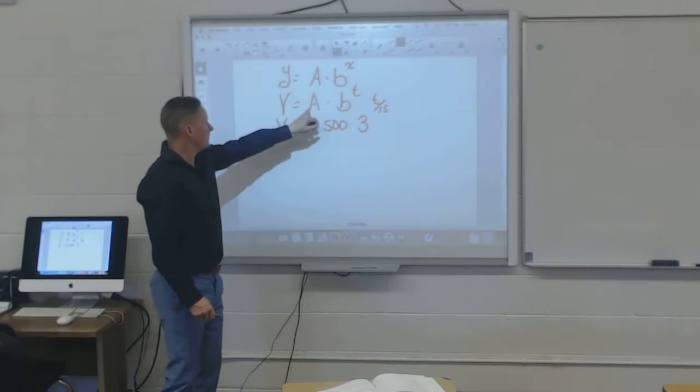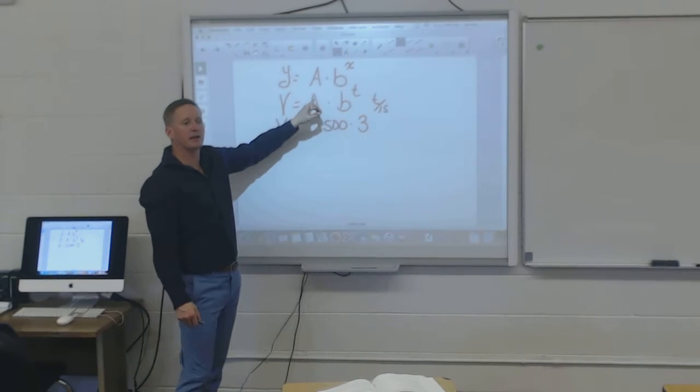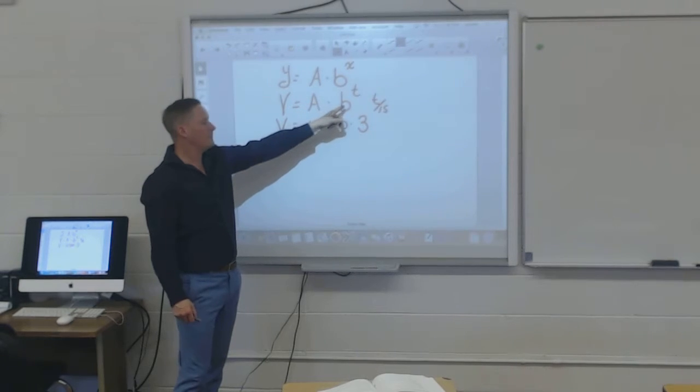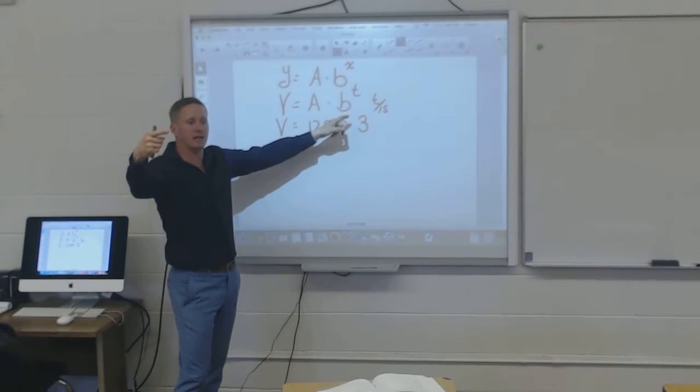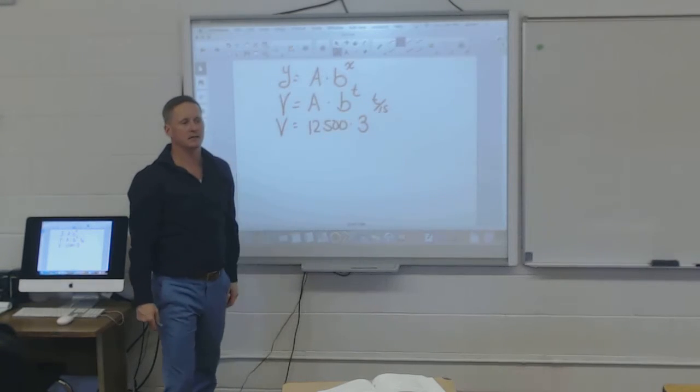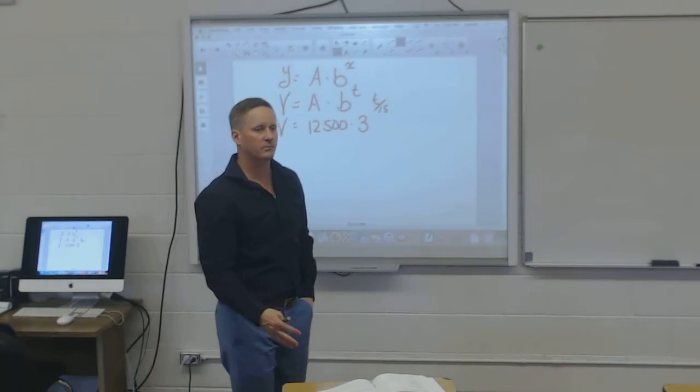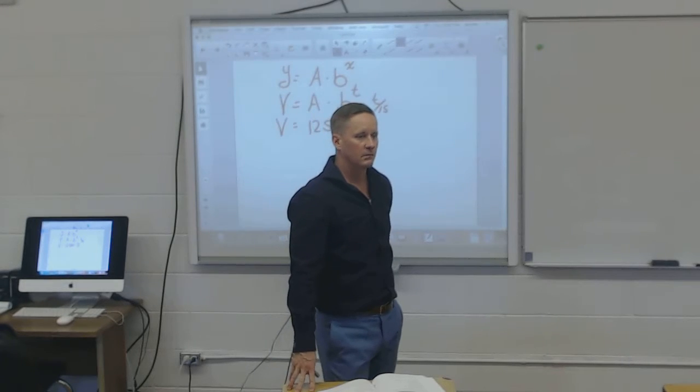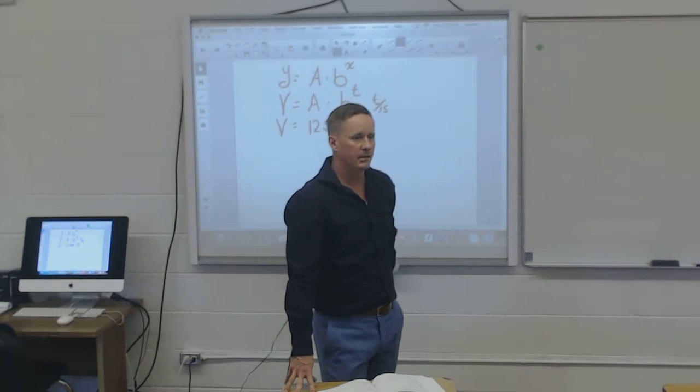Okay? So the A is going to represent your initial value of anything. B represents the amount it's increasing by. Okay? And then T is just your X value for whatever it's given, in this case years. Does that make more sense now?